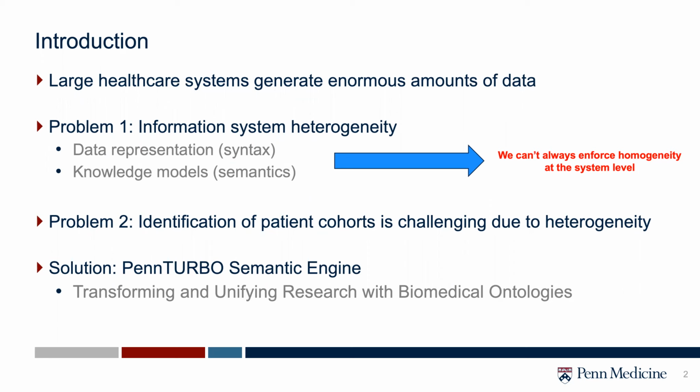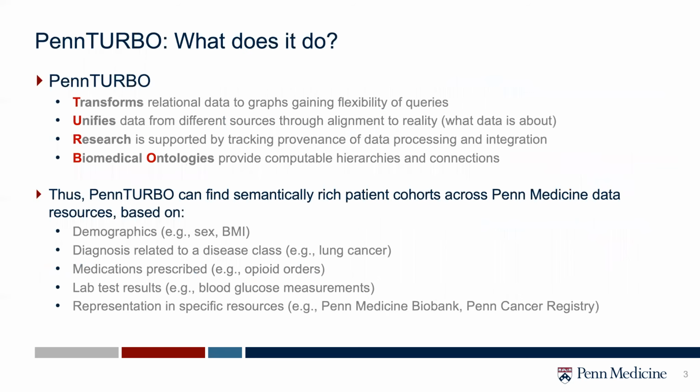This leads us to the second problem, which is that without this homogeneity, the identification of patient cohorts for research or clinical care is challenging. So we have created PennTURBO Semantic Engine, which stands for Transforming and Unifying Research with Biomedical Ontologies. So what does it do?